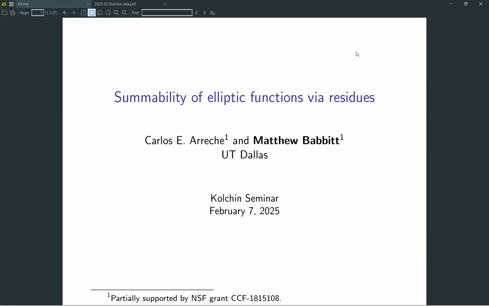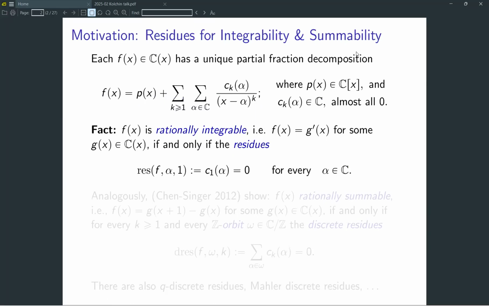These aren't necessarily the residues from complex analysis. These are a different technology that have been seeing more use recently. So just some motivating examples that are really easy to fit on an entire slide.